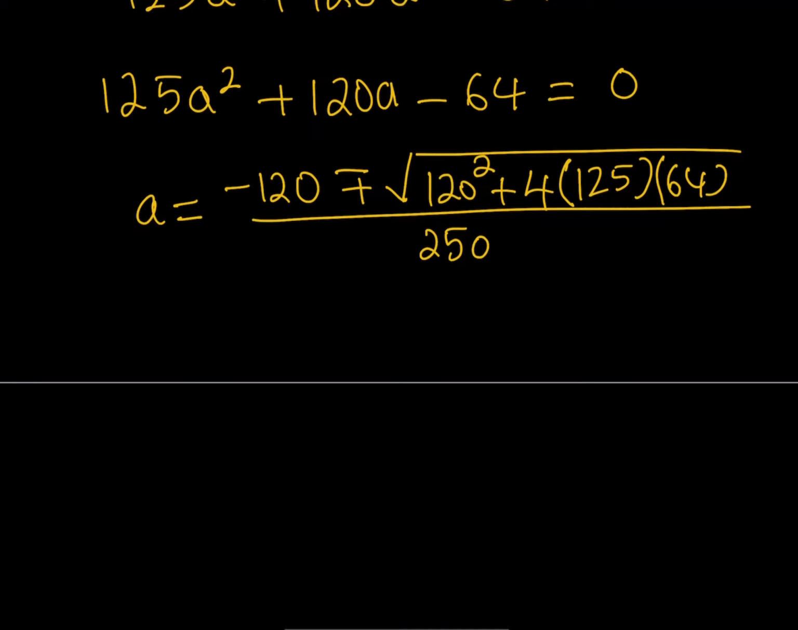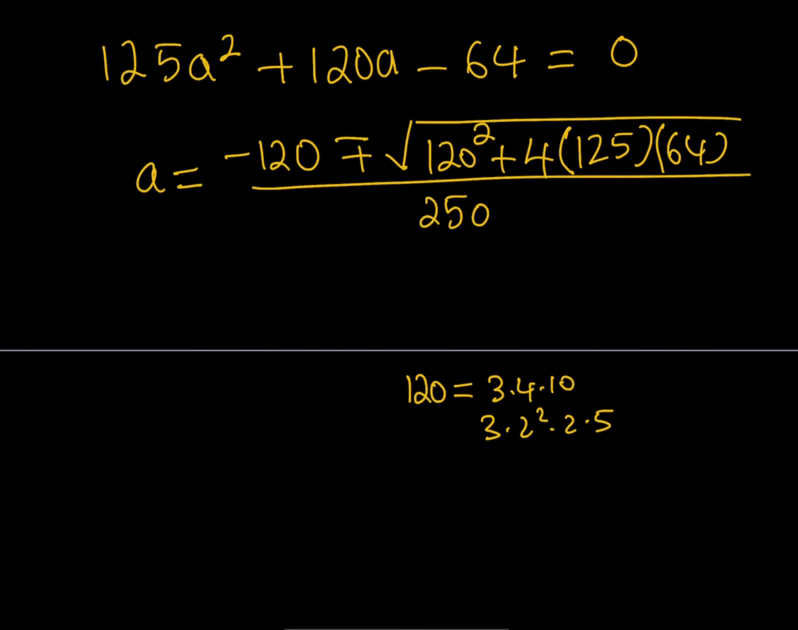But we do have the 2s and the 5s. So what I can do is I can go ahead and break this down into prime factors and then look for a common factor that way. Because I don't want to square 120, and that's going to be a very large number. So 120 squared, how can it be factored? 120 is 3 times 4 times 10. Then we're doing a little number theory here. 3 times 2 squared times 2 times 5. That should give me 2 to the third times 3 times 5.